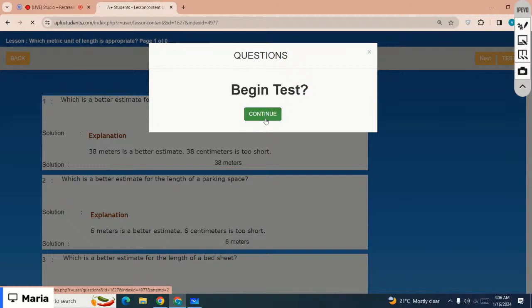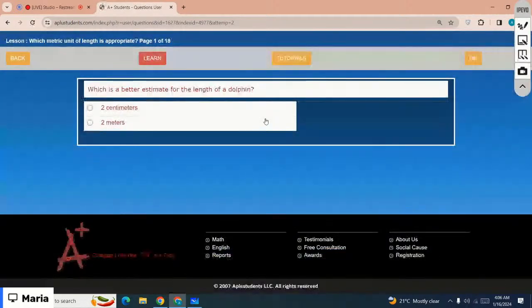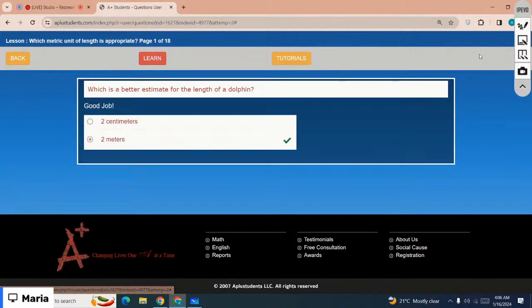Let's start with the test questions. Which is a better estimate for the length of a dolphin? 2 centimeters or 2 meters. Which is the correct option? Yes, the correct option is 2 meters, right? Because that is a dolphin and centimeter is too small for the length of a dolphin. So that would be 2 meters.